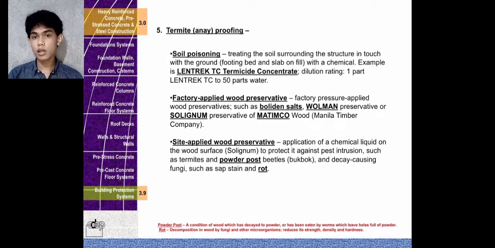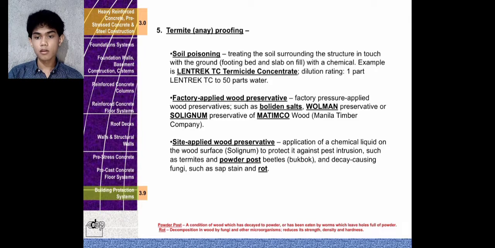The next one will be the termite, or in Filipino dialect, anay proofing. The first method will be soil poisoning: treating the soil surrounding the structure in touch with the ground, footing bed and slab on fill with a chemical. An example is Lentrek TC termiticide concentrate, dilution rate of 1 part Lentrek TC to 50 parts water.